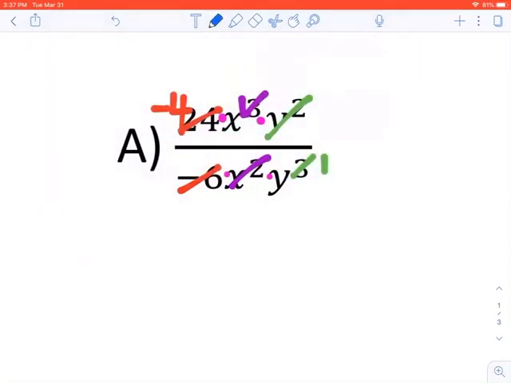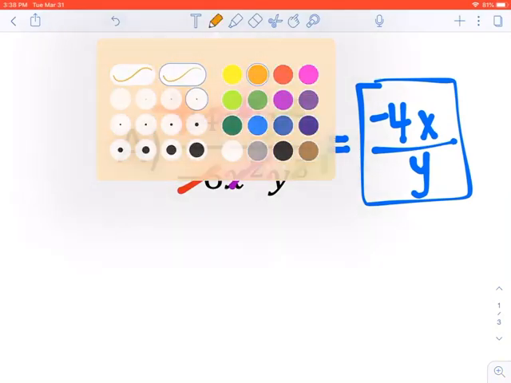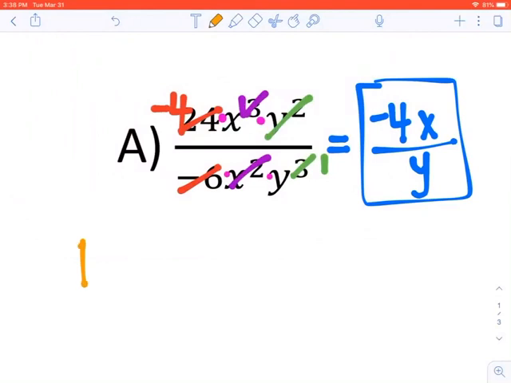And you've gone through and you've simplified all the numbers you can and all the variables that are like variables. And so on the top, what you're left with is a negative 4 and also an x to the first. It's all being multiplied. And on the bottom, all you have left is y to the first. And there is your simplified rational expression. I can no longer reduce this in any way, okay?